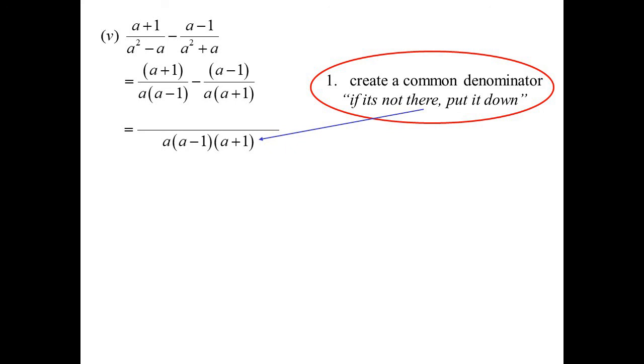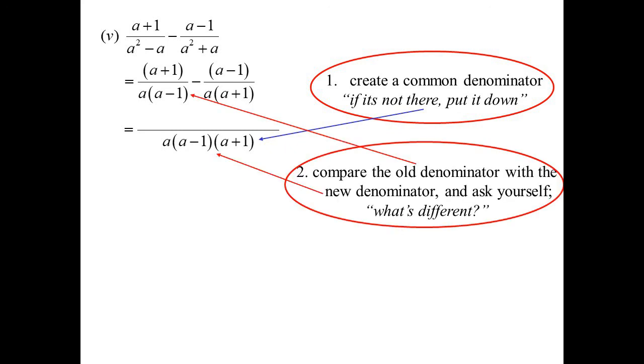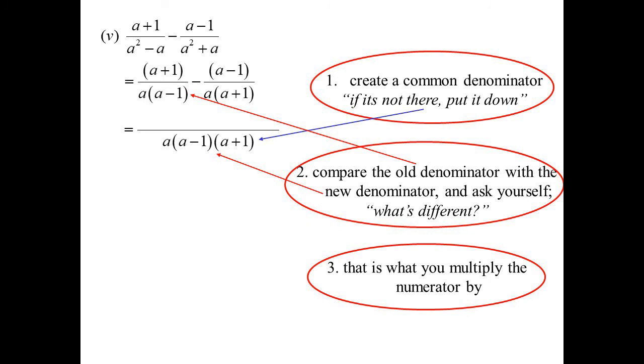Now I've got to work out what goes on top. And that's when I say to myself, what's different? So I look at the first fraction. Its denominator was a minus 1. It's now a minus 1, a plus 1. What's different? It's not a trick question. Spot the difference. A plus 1. So that is what I multiply the numerator by. So we get a plus 1 squared.